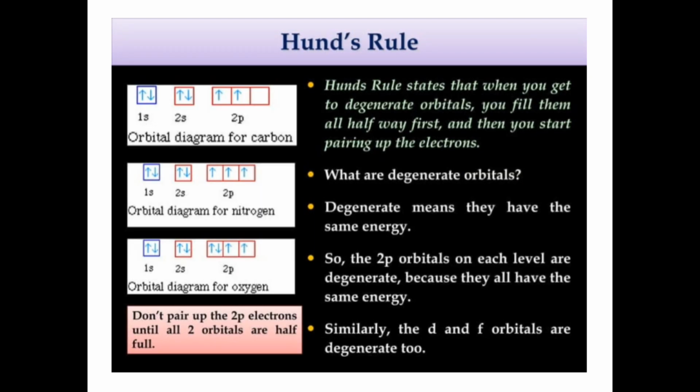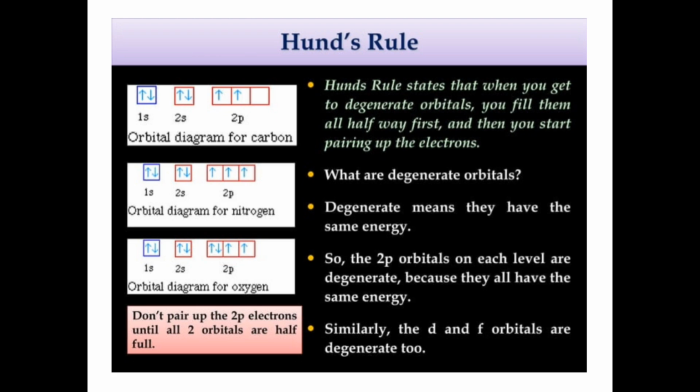Okay. Now, then Hund's rule of multiplicity. Hund's rule states that when you get to a degenerate orbital, you fill them up halfway first, before you start pairing them. Now, what does that mean? Let's look at what a degenerate orbital is. A degenerate orbital means that they have the same energy level.